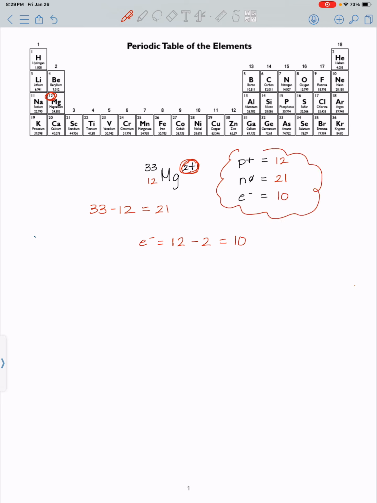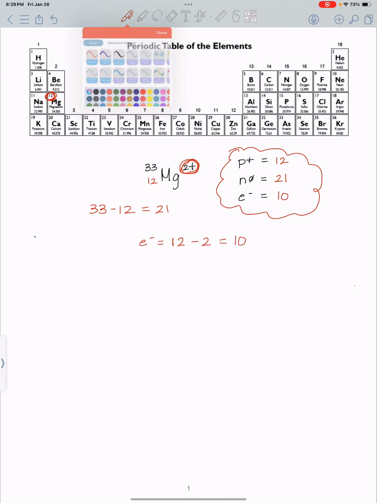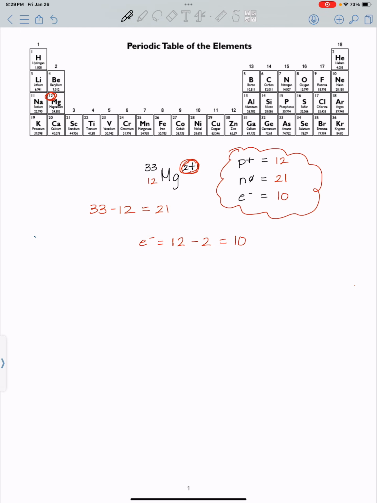So that's how you solve those. We can do another one. Let's do chlorine, because that's a negative one. Let's do chlorine with a mass number of 40. And let's find the protons, the neutrons, and the electrons.